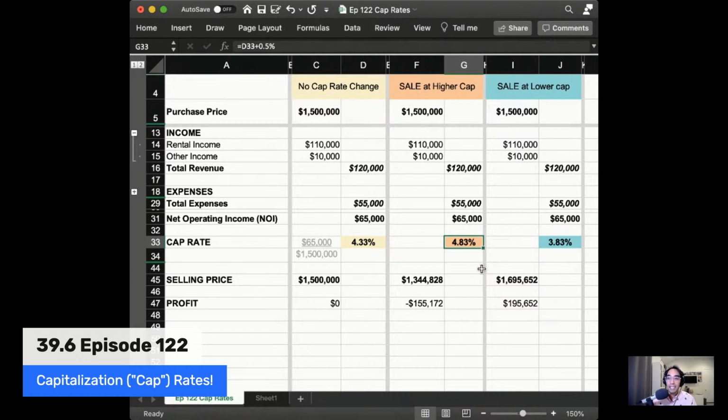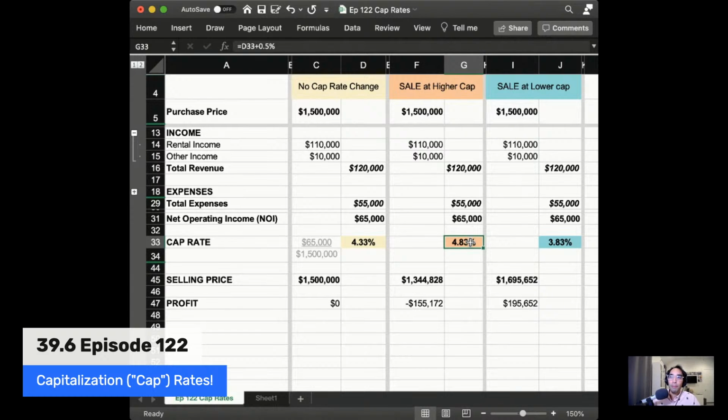They could stay exactly the same, but you should not count on that. Again, you don't have control over market prices unless you own all the properties in the area. So the cap rate goes up to 4.83%. In this example, your operating income, the revenue minus expenses, has not changed, only the cap rate.